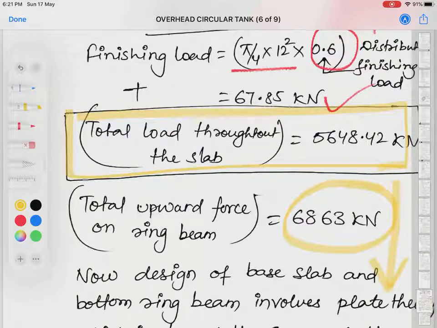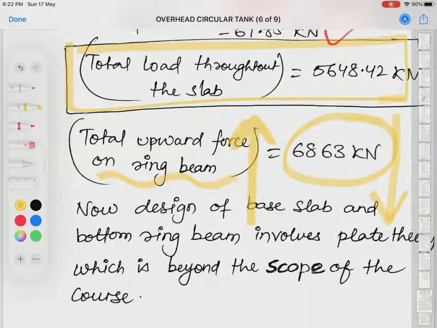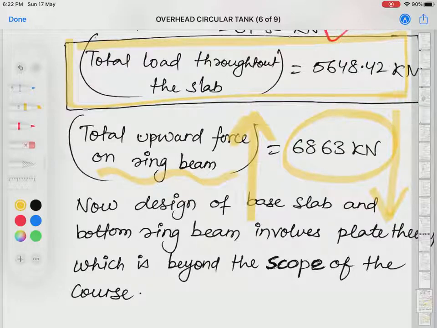Here it is calculated, and this is being exerted downward from the base slab, and base slab is supported by another ring beam. So the ring beam will apply the same amount of load, an equal amount of force in the opposite direction, as per Newton's third law. So this total load you can easily calculate, and according to this load we design the base slab. Design of base slab actually involves the plate theory, which we have not studied, and it's beyond the scope of this course. So we are just confining ourselves to here.